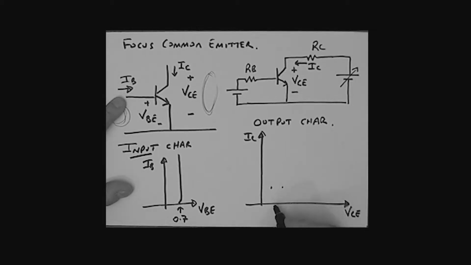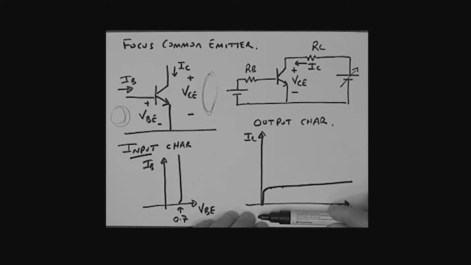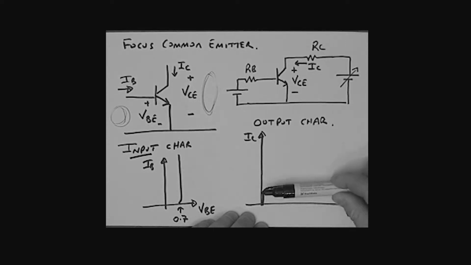And if we continue on, what we'll eventually trace out as a series of points is a curve that really looks like this. Now, for our purposes, we'll assume basically this line here of our curve is parallel to the VCE axis. In reality, it's not quite parallel, but for our purposes, we'll assume that it's pretty much parallel to the VCE axis.